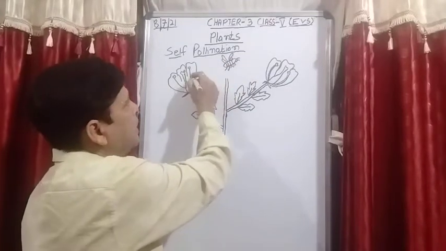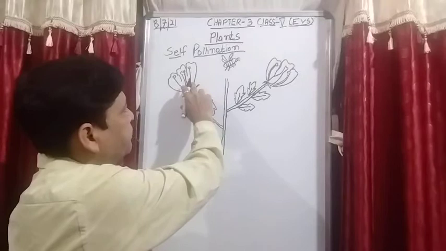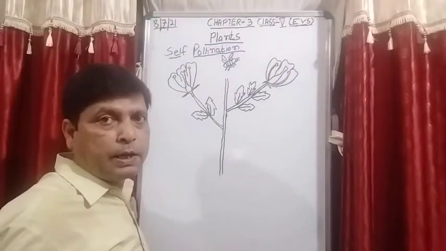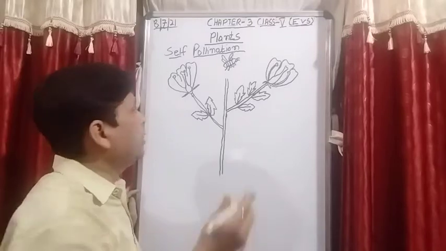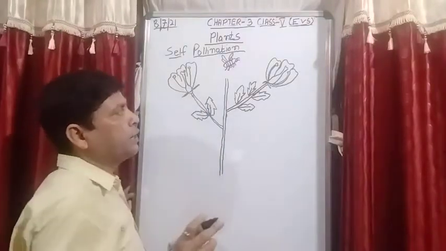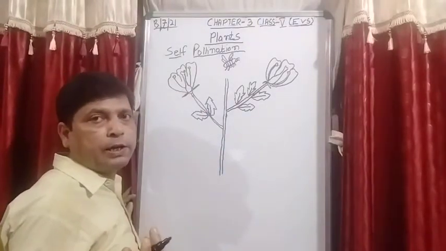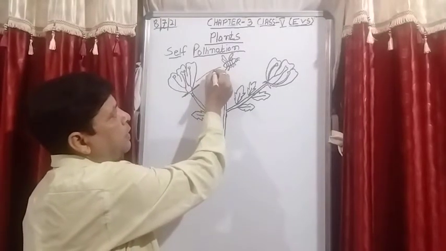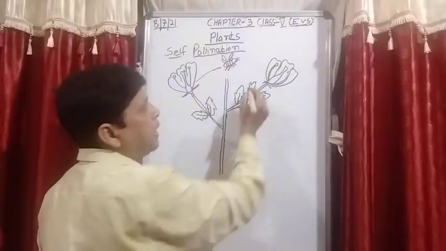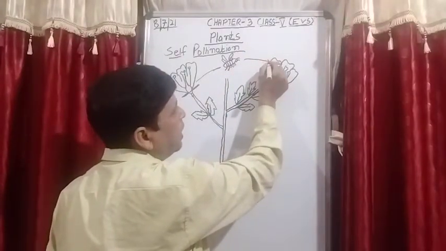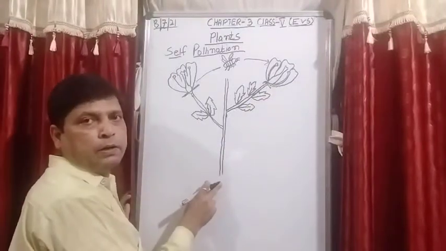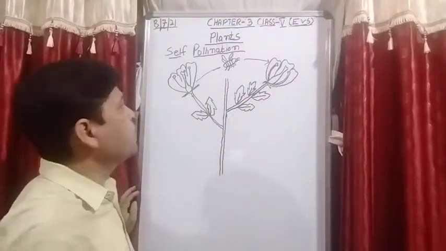Now after that, the honey bee ate the nectar here as food. Now after that she flies away and sits on another flower, and this flower is also on the same plant. Are you understanding what I am saying?